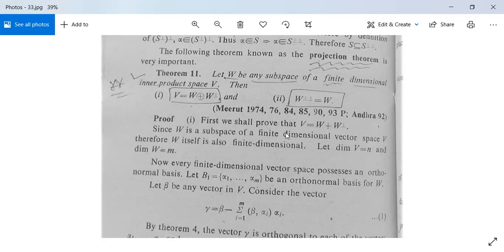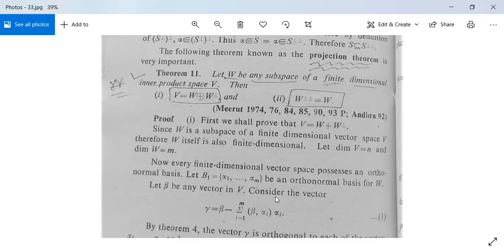Since W is a subspace of a finite dimensional vector space V, therefore W itself is also finite dimensional. क्योंकि V हमारा finite dimension है, W उसका subspace है, तो W भी finite हो गया. Let dimension V is equal to n and dimension W is equal to m. Since n is finite, so m will also be finite. Now every finite dimensional vector space possesses an orthonormal basis. ये हम लोग पीछे देख लिए हैं. Let B1 is equal to alpha 1, alpha 2, so on alpha m be an orthonormal basis for W. क्योंकि इसमें m एलिमेंट हैं और W का डायमेंशन m है, so it is an orthonormal basis for W.